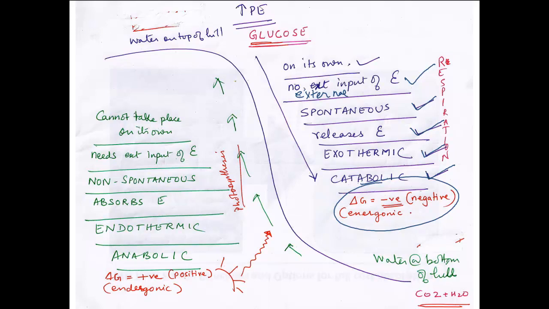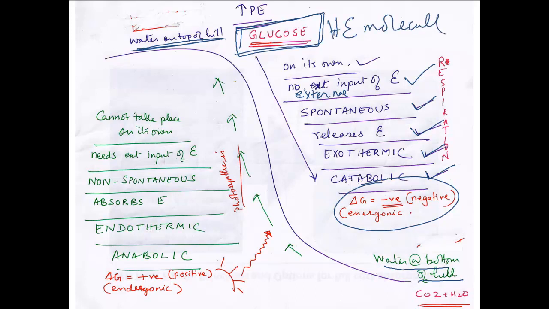Now, I would like to give an example. What could be an example? I had given the example of water on top of the hill and water at the bottom of the hill. What could be a real life example with respect to your biological system? Imagine glucose. Glucose is a high energy molecule. This high energy molecule can be broken down stepwise to release carbon dioxide and water, which are low energy molecules. And this process is respiration.